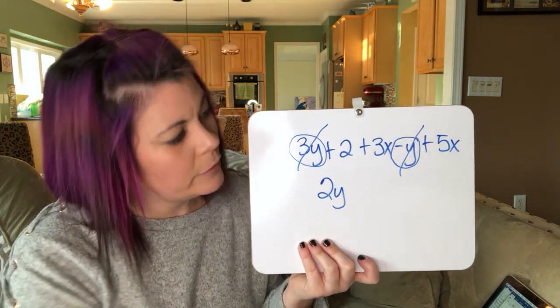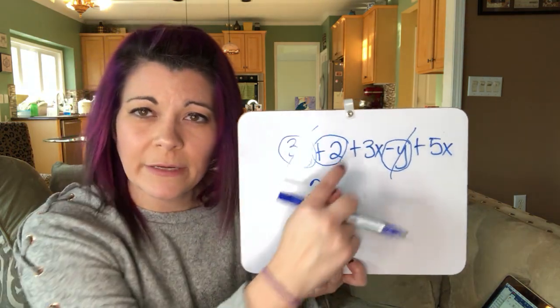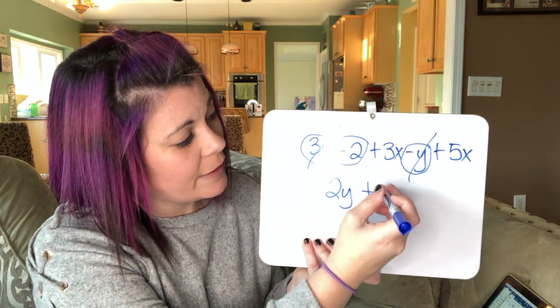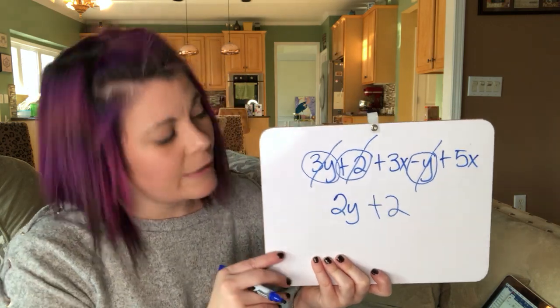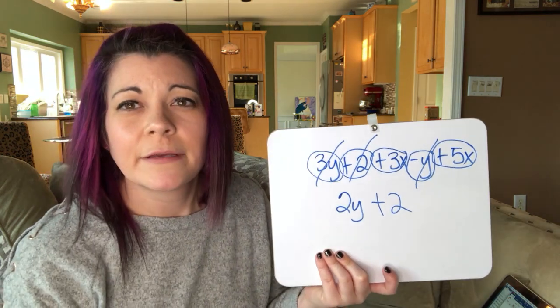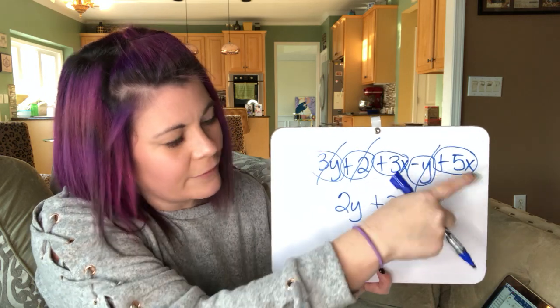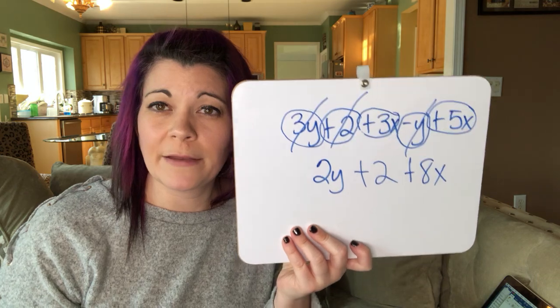Now I'm going to circle everything that's a constant. This doesn't have a variable. Is there anything else that's a constant? Nope. So I'm just going to bring down that plus 2 because there's nothing I can combine it with. And then my x's, plus 3x plus 5x. I take the operation in front, so this is a positive 3x plus 5x. Positive 3 plus 5 is 8, and then we just bring down that variable, plus 8x. And we've combined all like terms.